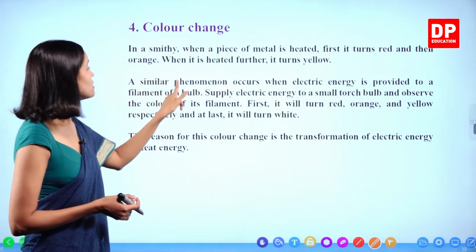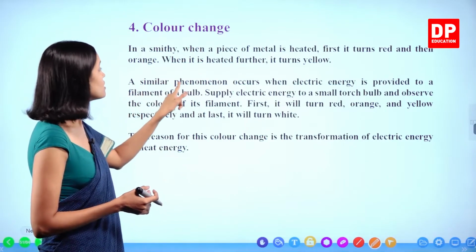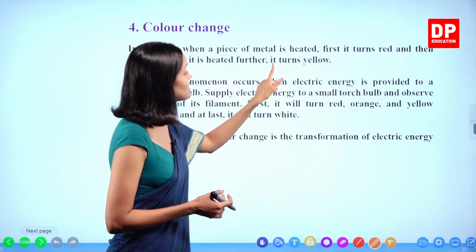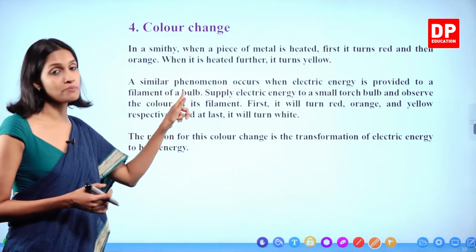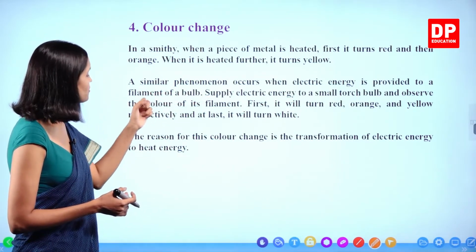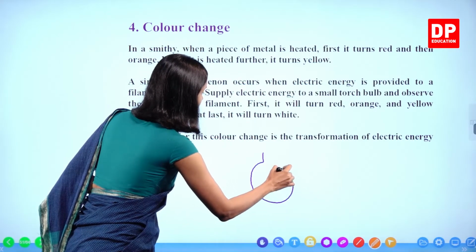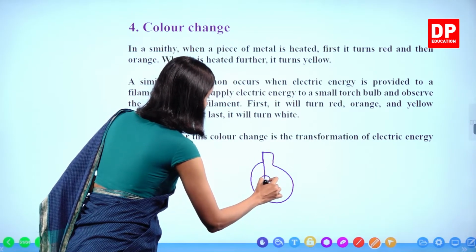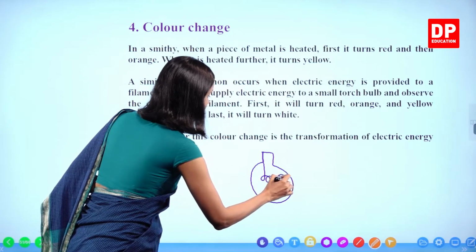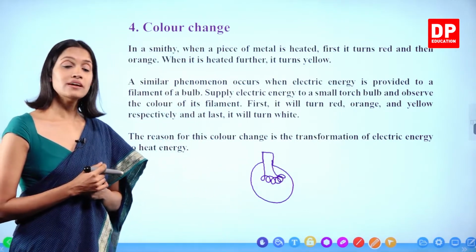A similar phenomenon occurs when electric energy is provided to a filament of a bulb. What is the meaning of filament of a bulb, children? When you consider light bulbs, there are different types of light bulbs. Filament bulbs are like this. There's a filament like this. This is the filament. Right, children?